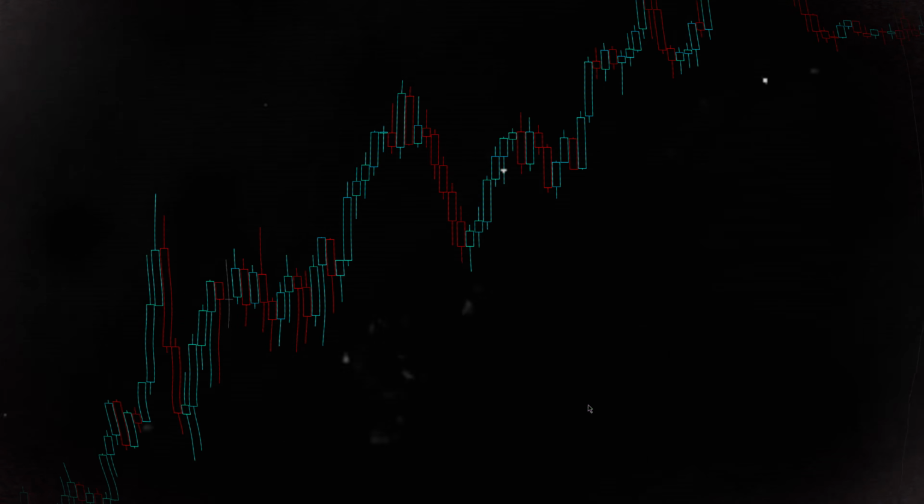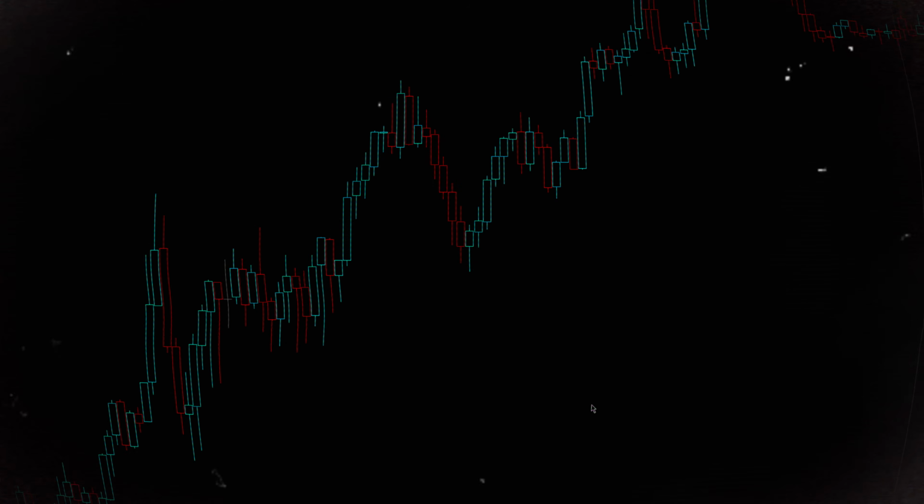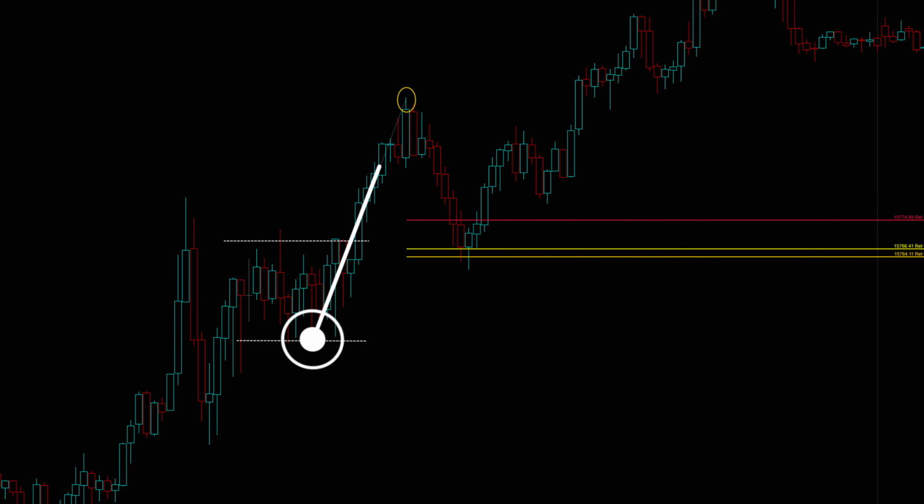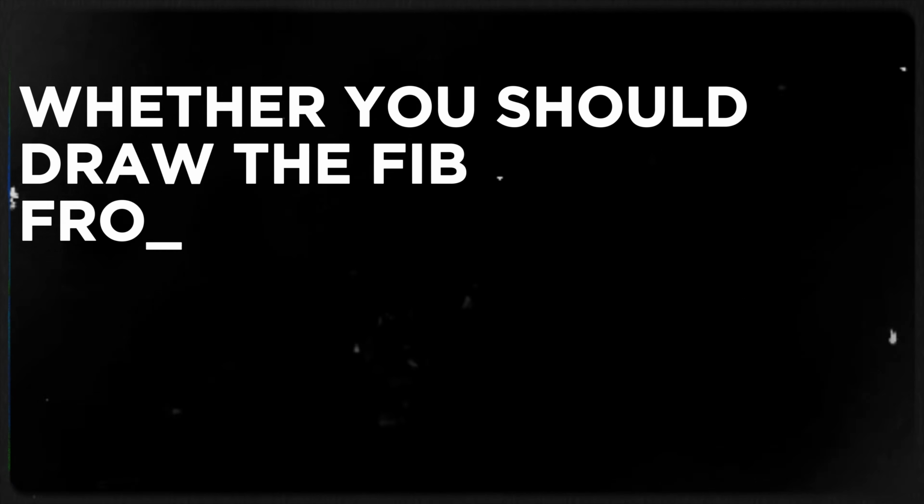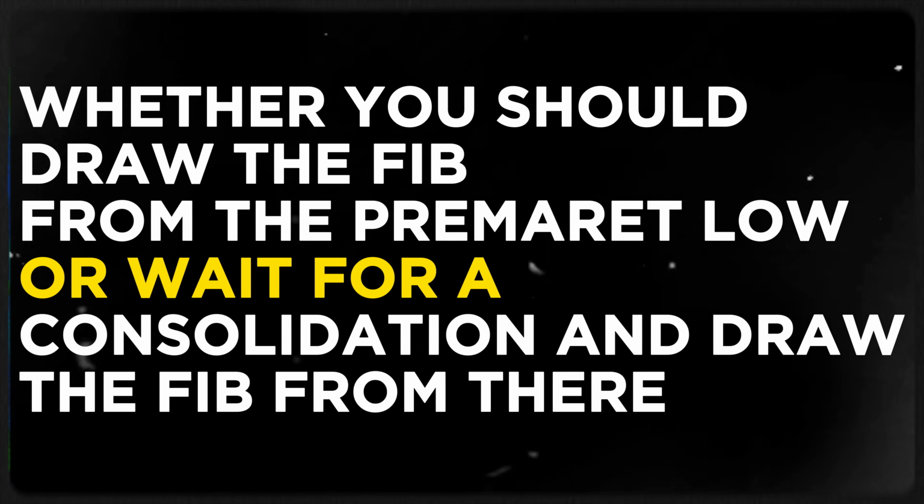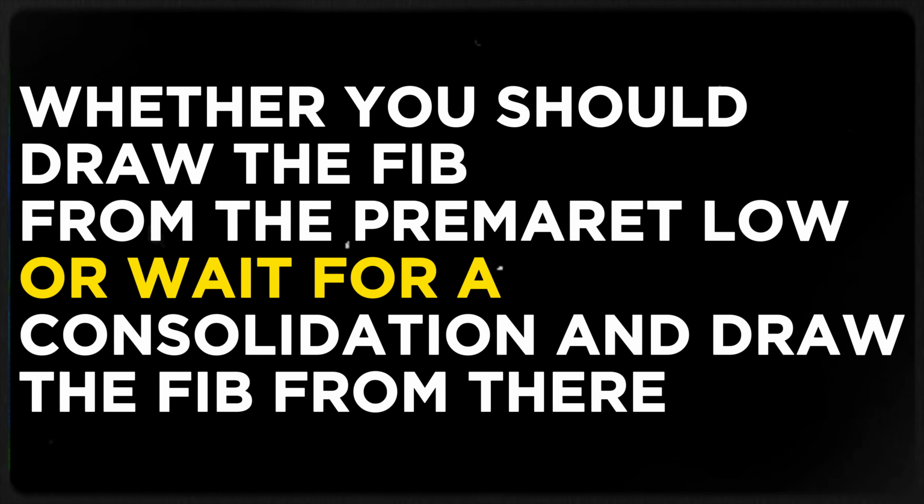There may be times when, straight off the open or in the afternoon session, the market just keeps having impulsive moves up. On those days, look for the consolidation after the original impulse leg, or right before the impulse leg, and use that as the low for the Fibonacci. It all comes down to personal judgment whether you should draw the fib from the pre-market low or wait for a consolidation and draw the fib from there.